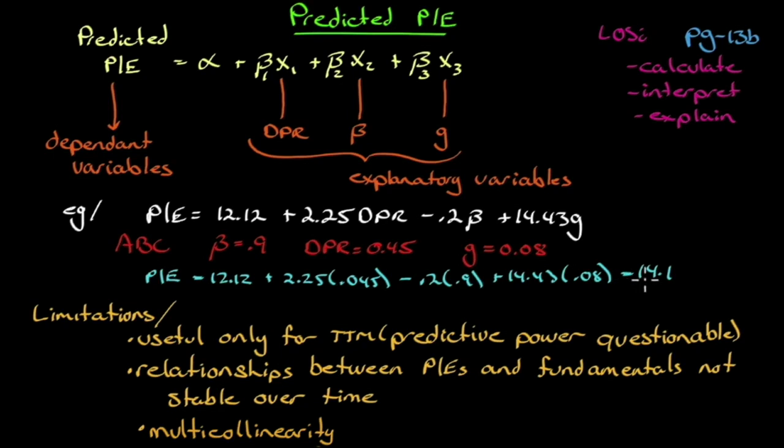Problems with doing this: useful only for trailing 12 months. The predictive power of this is questionable. It doesn't really have that kind of predictive power that we would like it to have, but it works well for trailing 12 months. But we already have observations of trailing 12 months. Relationships between PEs and fundamentals are not stable over time. And the big one, this should have been obvious almost right away, multicollinearity.